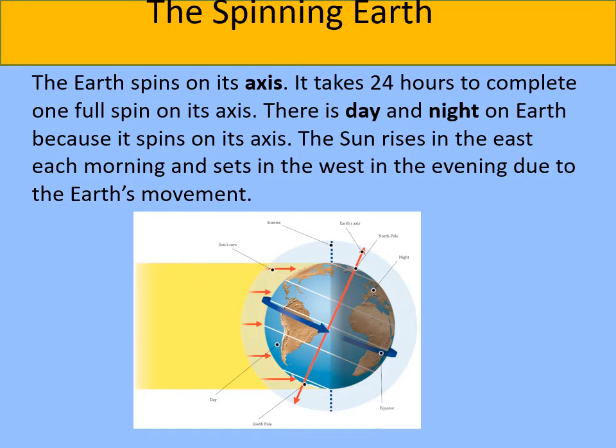Now one part of the Earth can face the sun at any given time. The part that faces the sun has obviously daylight, whilst the part that faces away from the sun will be facing its nighttime.